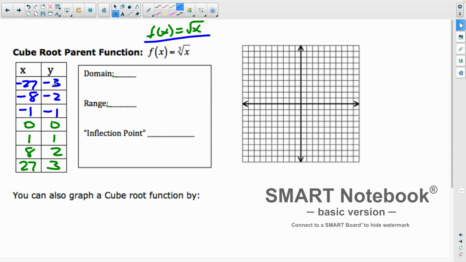All right? So I can go graph these. Now I'm not going to graph all these. I'm going to graph the smaller ones. I'm going to take these points and let's go put them on the graph. So I have 0, 0. I have 1, 1. I have 8, 2. I have -1, -1, and -8, -2. So my graph looks something like that.